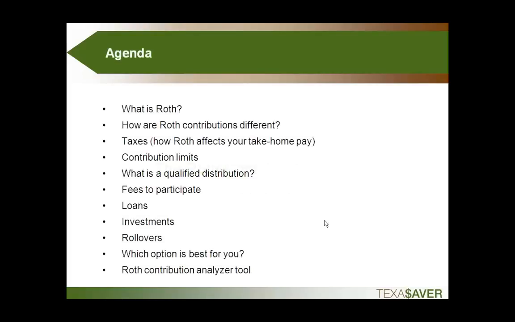Next, I'd like to review the agenda. We'll only be about 30 minutes or so, and there'll be plenty of opportunities for questions, but we're going to look at the basics. We'll spend some time comparing the Roth option to the traditional before-tax contributions you've made in the past. We'll explore the contribution limits and the tax advantages, and we'll talk about qualified distributions, fees, and other features of your Texas Saver plan like loans, investment options, and rollovers, eventually helping you identify which choices are best for you.